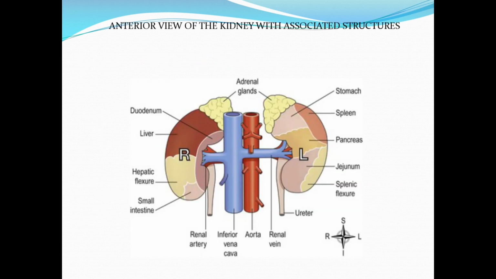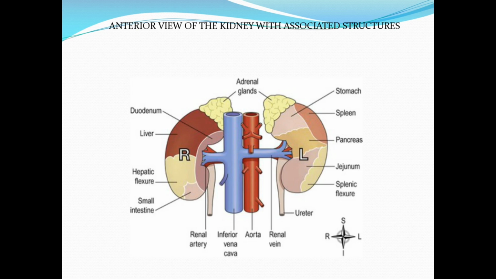And this is the anterior view of the kidney with the associated structures. The structures associated with the right kidney are the duodenum, liver, hepatic flexure, and a part of the small intestine, and then comes the renal artery. And at the top, adrenal glands are present on both kidneys. The kidney receives blood from the abdominal aorta, which splits into the renal artery, and drains into the renal vein, and finally into the inferior vena cava. And on the left side, it is associated with the stomach, spleen, pancreas, jejunum, and splenic structures.